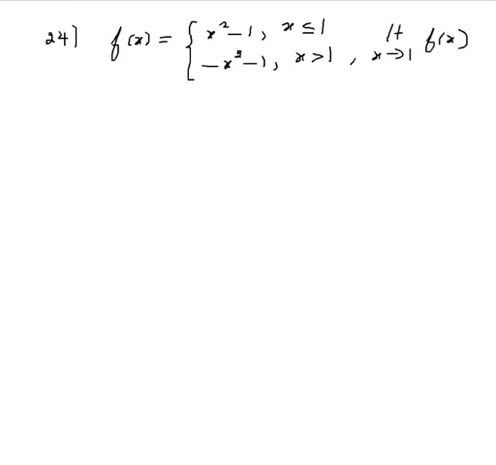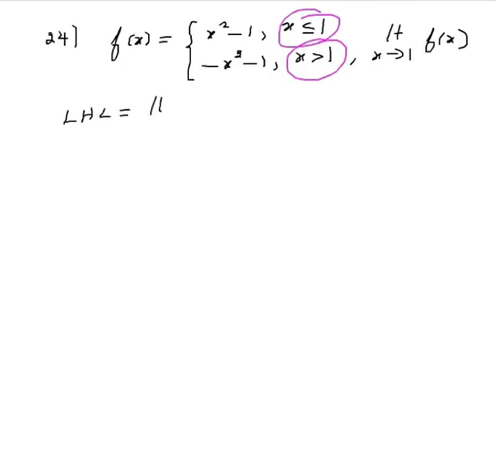Now see the definition of the function. It has been split at 1. So for less than or equal to 1, the definition of f of x is different. For greater than 1, the definition of f of x is different. So we cannot combine the limits and do it. Therefore, we need to do LHL, RHL.